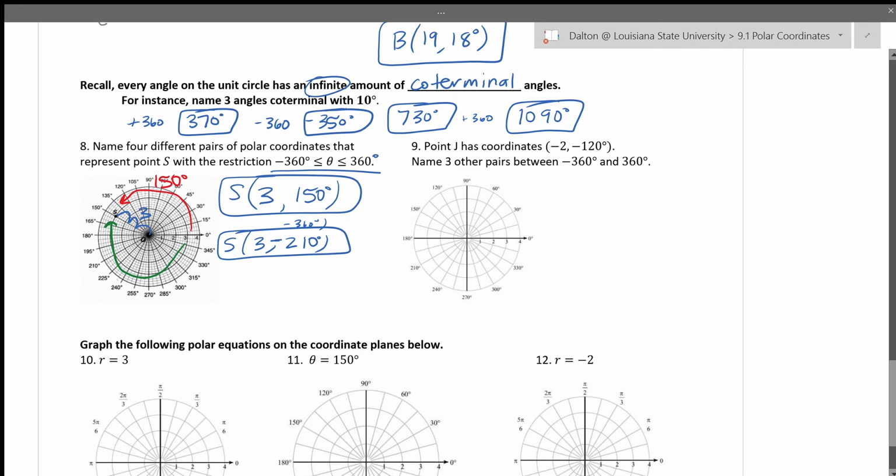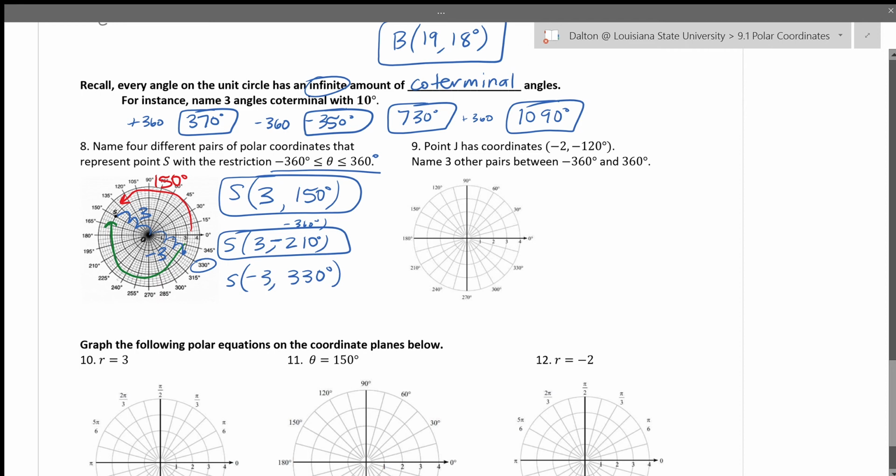Now, those are probably the obvious answers. The not obvious answers are, well, what if we didn't go an R of positive 3? What if R was negative 3? So that means from the origin, if we do negative 3, we're going 3 in the opposite direction. So this is negative 3, landing us now at the angle 330. So that's another representation of that point. I could go 330 degrees, but I can go negative 3.